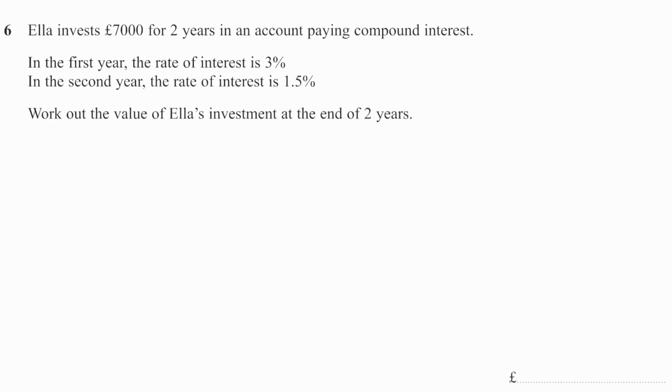Question 6, Elliot invests £7,000 for 2 years in an account paying compound interest. In the first year, the rate of interest is 3%. In the second year, the rate of interest is 1.5%. Work out the value of Elliot's investment at the end of 2 years. So very simply, we just take our £7,000 that we started with. Then in the first year, to work out the total, you multiply this by the multiplier, basically. So if it gains 3%, then you multiply the total by 1.03. So multiply by 1.03, that would give us the first year.